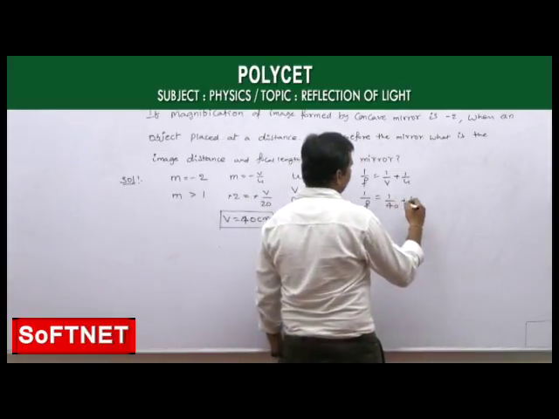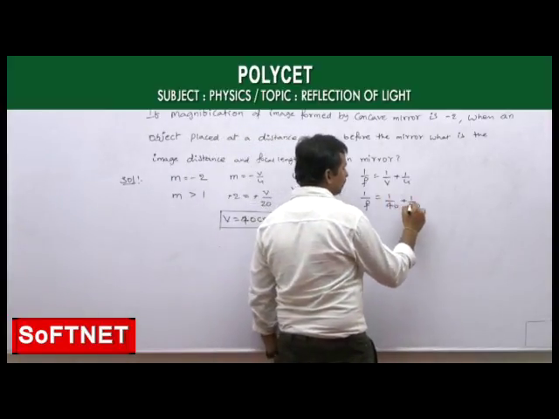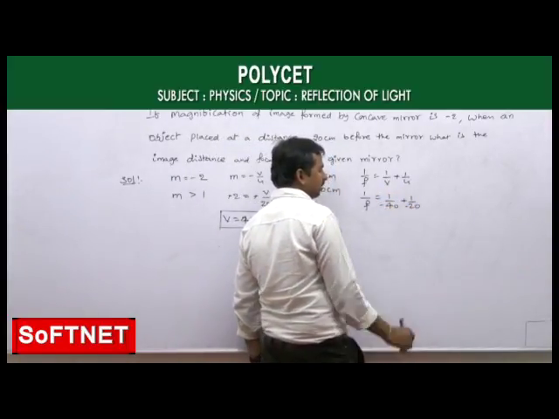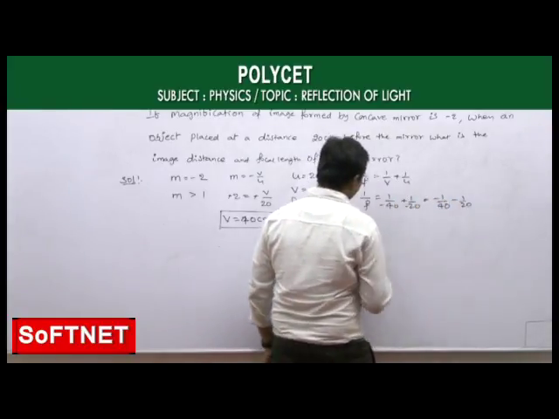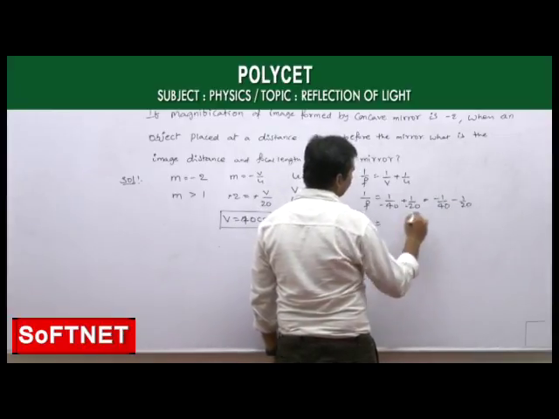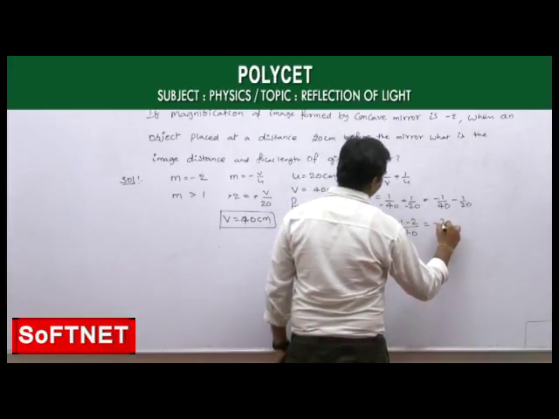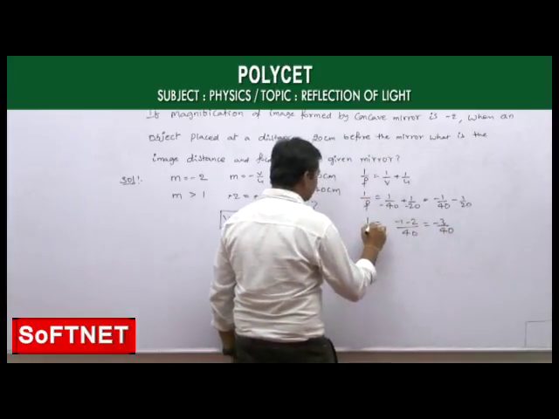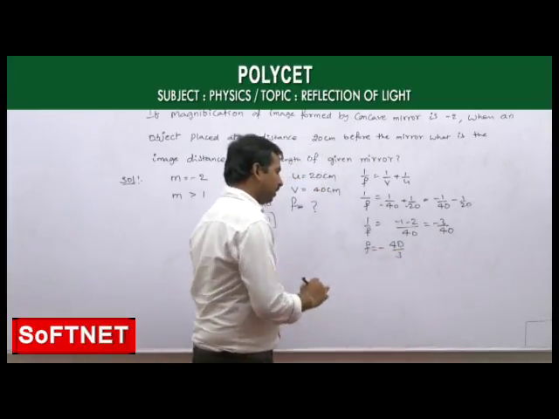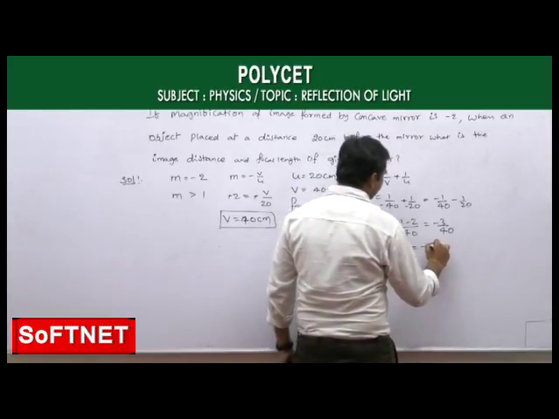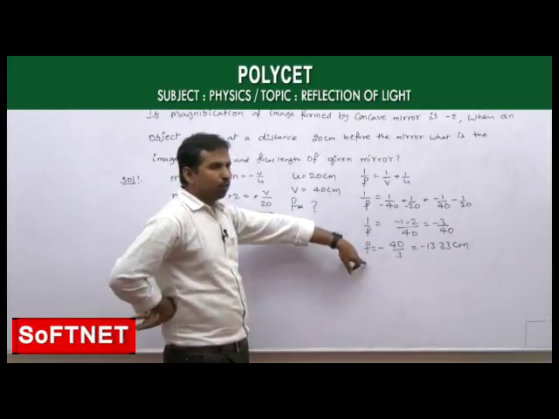Then 1 by 40 plus 1 by 20. If you apply the sign convention, as this is a concave mirror, the object distance is minus and the image distance is also minus. Then here minus 1 by 40, minus 1 by 20. Taking the LCM 40, minus 1 minus 2, which is minus 3 by 40. This is 1 by f. Then f becomes minus 40 by 3, which is equal to minus 13.33 centimeters. So this is what we got as the focal length for the given concave mirror.